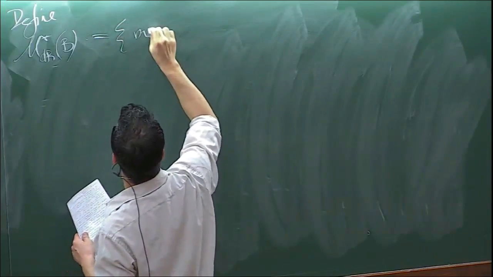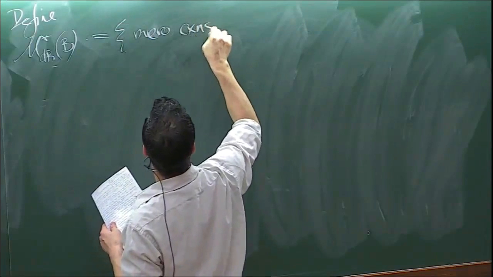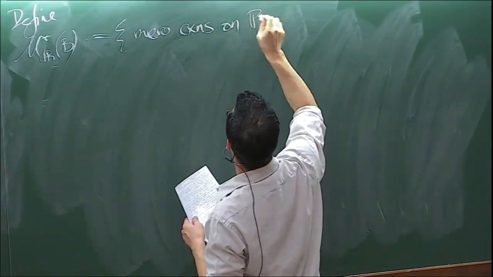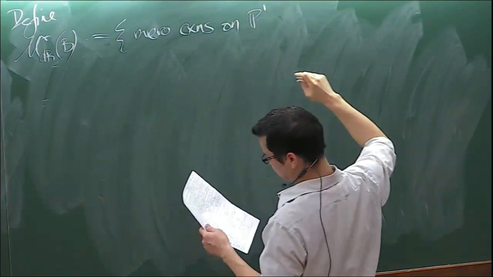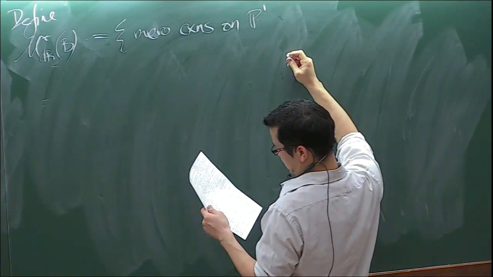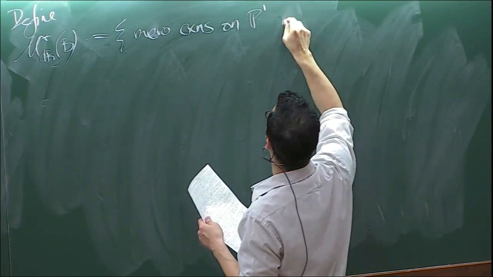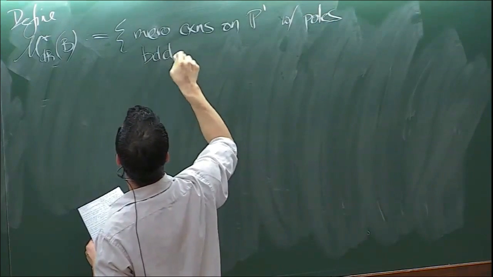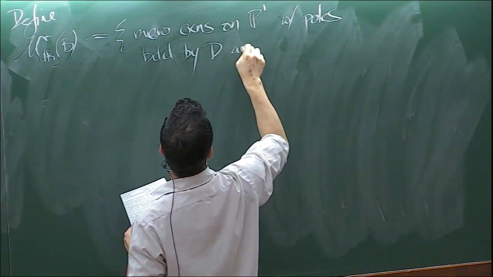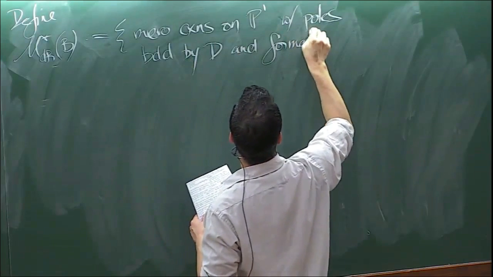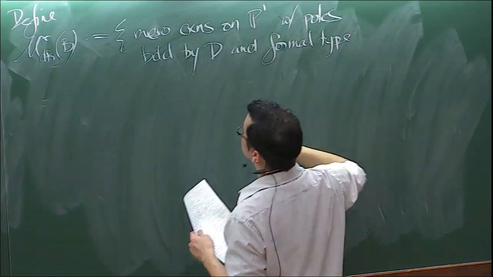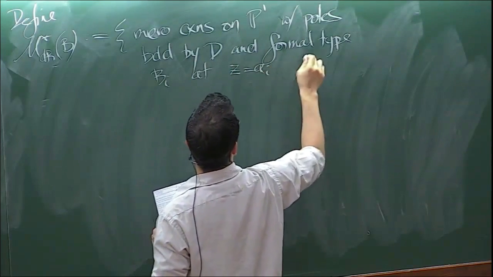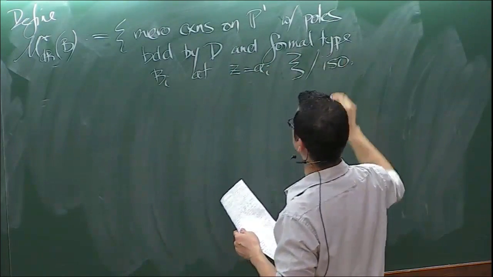It's a space of meromorphic connections on P1 over the trivial bundle with poles bounded by D and formal type Bi at the pole ai, modulo isomorphism.